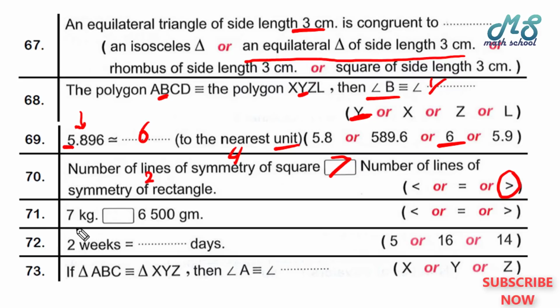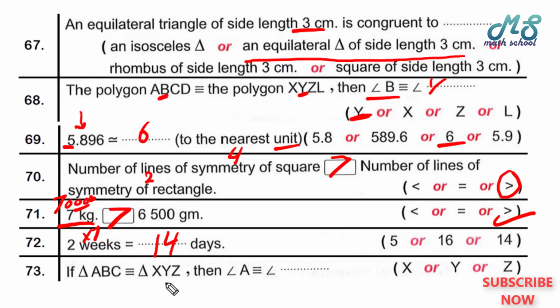Number 71: 7 kilograms and 6500 grams. You must convert the kilograms to grams, which is better. 7 kilograms equals 7000 grams, and here we have 6500, so right away you choose greater than. So the correct answer is greater than. 2 weeks equals how many days? Mentally, it equals 14 days. To convert from weeks to days, just multiply by 7.